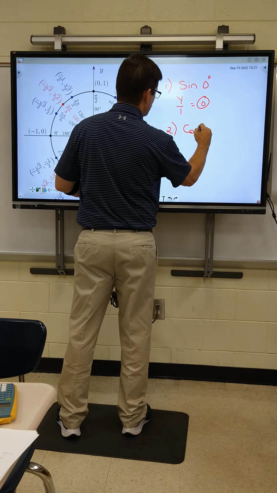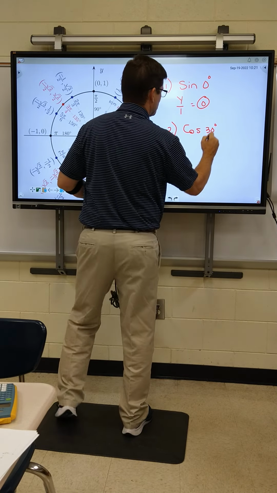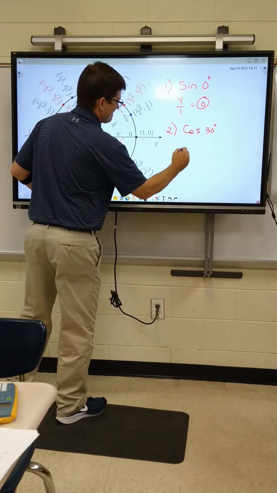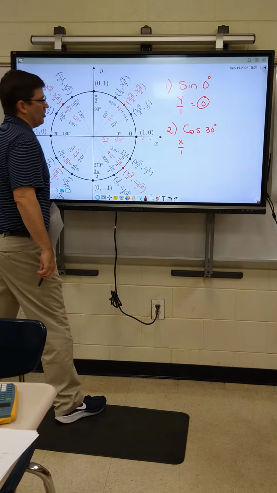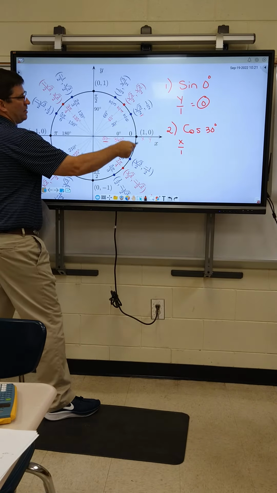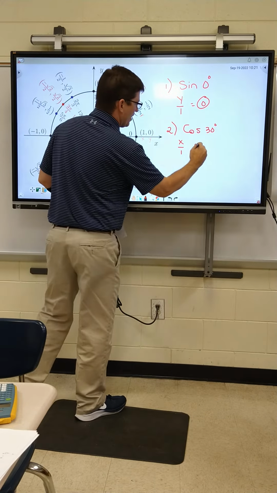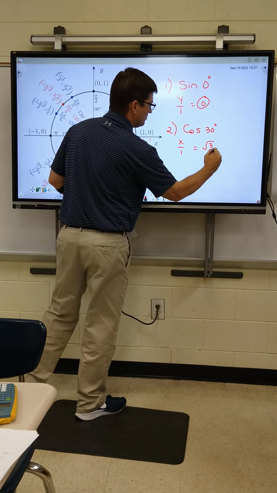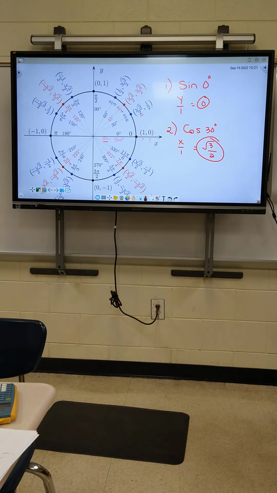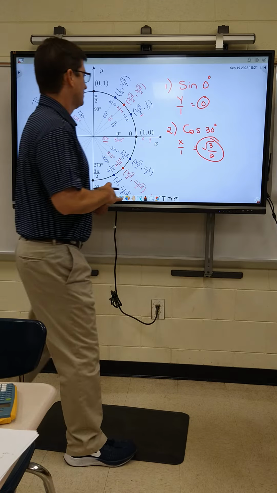Number 2, I've got cosine of 30 degrees. Schumann, what's my formula for cosine off that sheet? X over 1. So, go to 30 degrees. Here's your x coordinate. Root 3 over 2 divided by 1 is root 3 over 2. Anybody got a question on that?